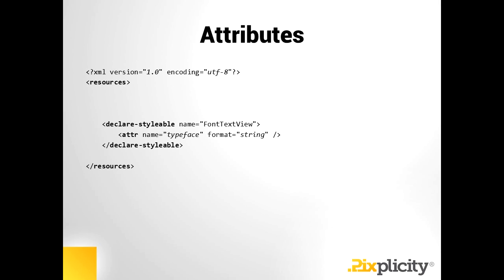A better way, that I personally believe in, is taking it outside of the styleable, because if you're going to reuse the same attribute name, Android's going to complain that it's already been defined. So just define it once at the beginning and just reuse it like this. I think you can actually provide format as reference. I'm not sure if that works, but this works too. So back to our font text view.